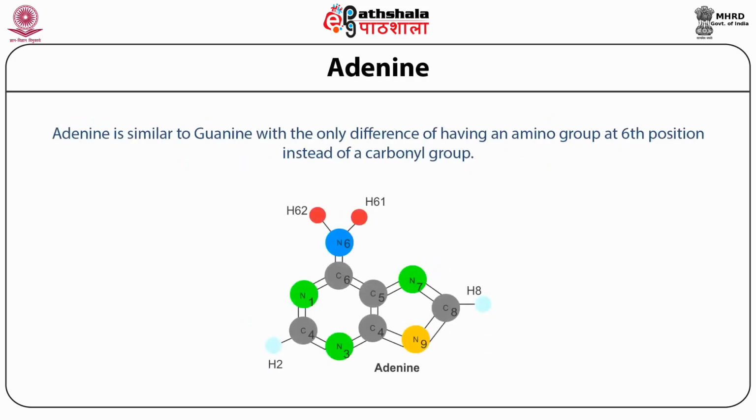Adenine is quite similar to guanine, with the only difference of having an amino group at the 6th position with 2 protons H61, H62 shown in red color. Again we show the cardboard model of adenine.